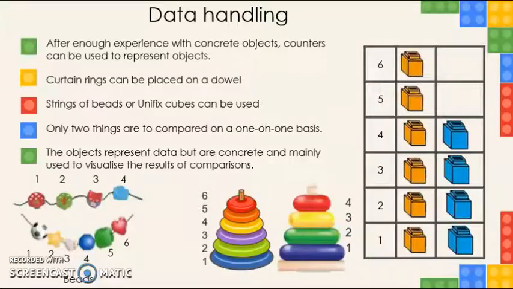After enough experience with concrete objects, counters can be used to represent objects. Curtain rings can be placed on a dowel. Strings of beads or Unifix cubes can be used. Only 2 things are compared on a 1-to-1 basis. The objects represent data but are concrete and mainly used to visualize the results of comparison.